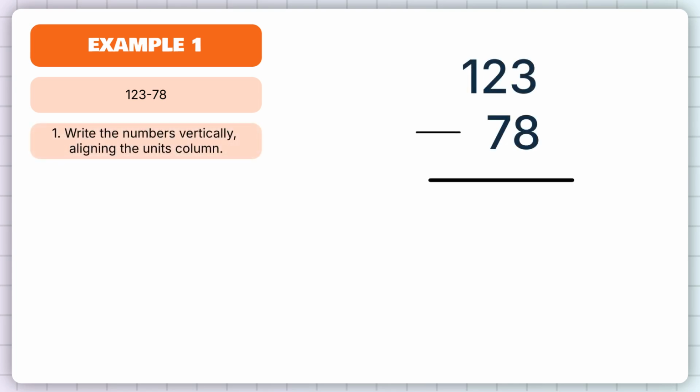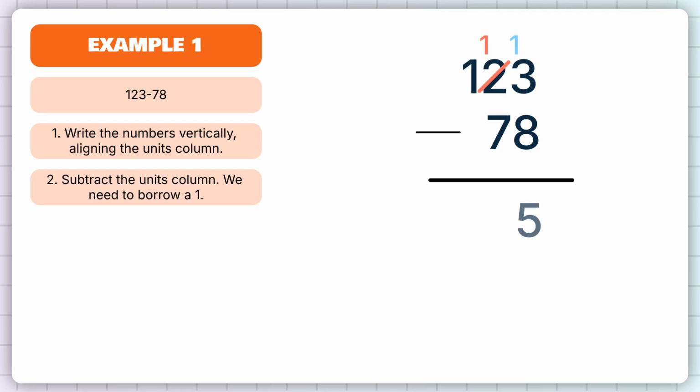Let's now work through some examples. Say we have 123 minus 78. 1. Write the numbers in column format. 2. Start from the rightmost digit, which is our units place. This is 3 minus 8, so we need to borrow 1 from the tens place. The tens place 2 becomes 1, and the units place 3 becomes 13. So we do 13 minus 8, which equals 5.